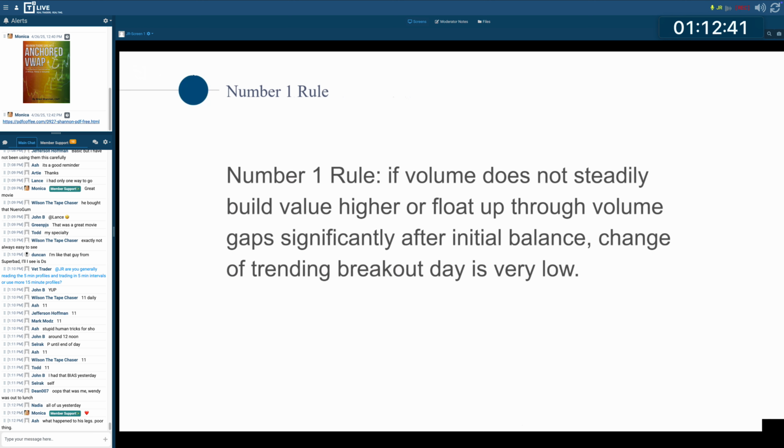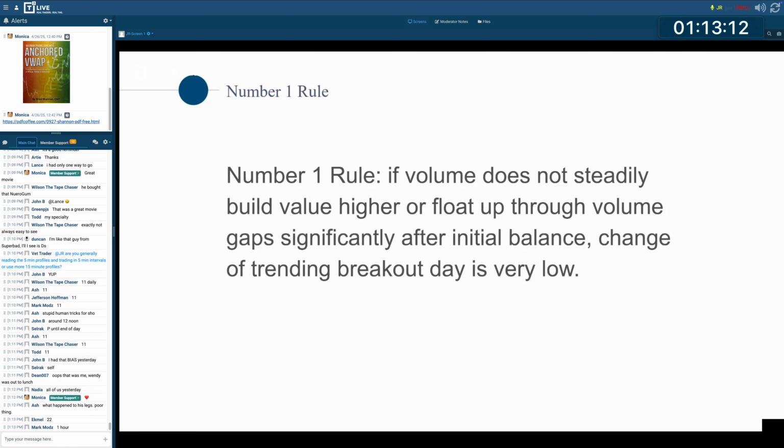Number 1 rule, and these aren't numbered. I just like calling this one number 1 rule because this one's a widowmaker. If volume does not steadily build value higher or float up through volume gap significantly after initial balance, chance of a trending breakout day is very low. Okay. Does everyone know what the initial balance is?